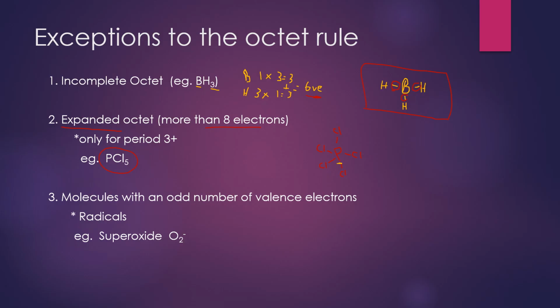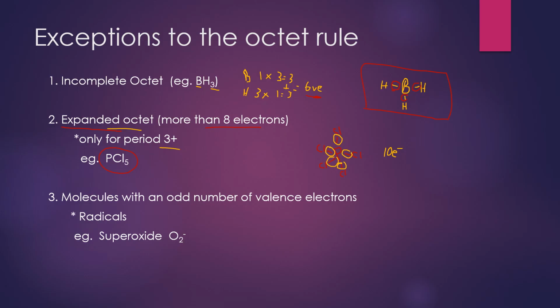Notice phosphorus has 5 single bonds around it: 1, 2, 3, 4, 5. Remember, every single bond counts as 2 electrons. So if we have 5 single bonds, each with 2 electrons, phosphorus has 10 electrons around him. That's more than 8, but that's fine. He can have an expanded octet because he's in period 3 or higher. So we might see that happen sometimes as well.